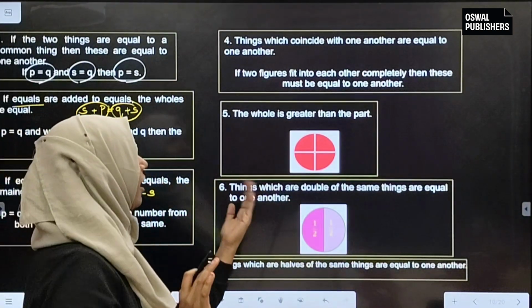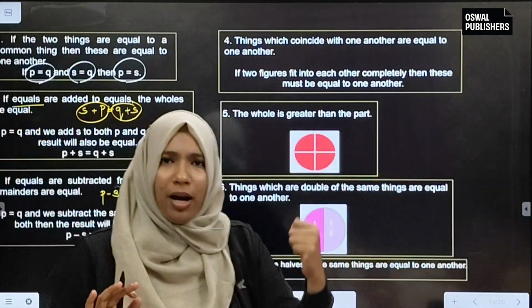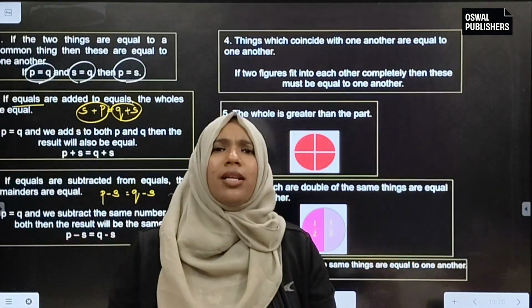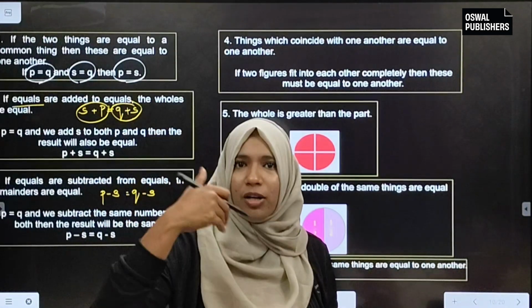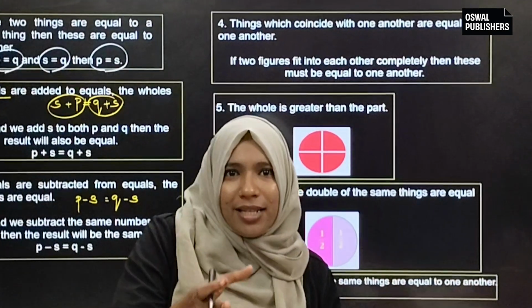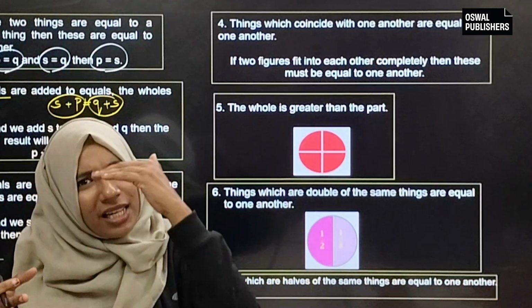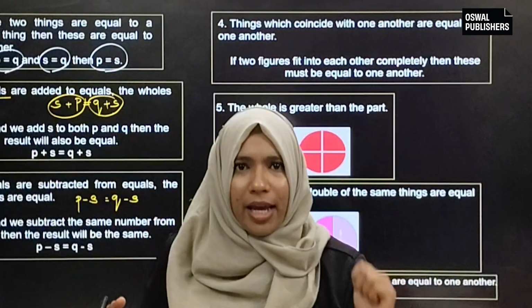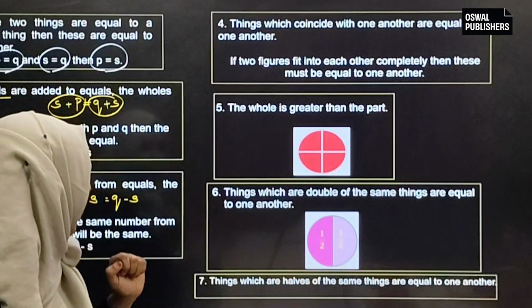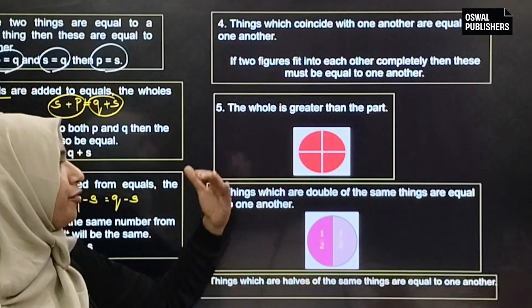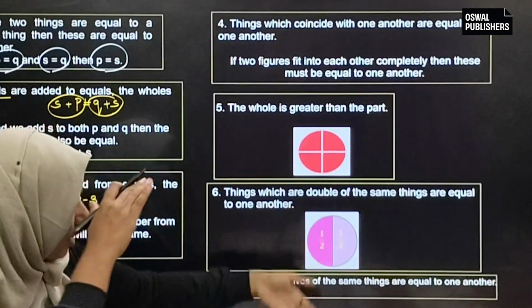And moving to the fifth axiom, the whole is greater than the part. It is an obvious case and a universally acceptable truth. That is, if we are considering a part of a cake, of course I can say that each part of the cake is lesser than the whole cake. That means the whole is greater than the part. Next is things which are double of the same things are equal to one another, and it's vice versa.